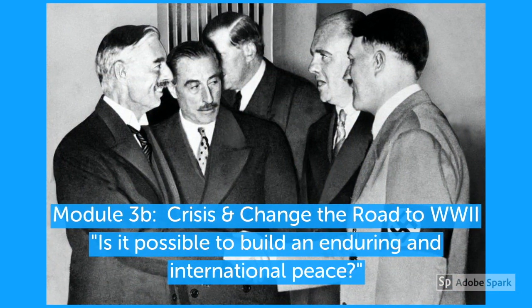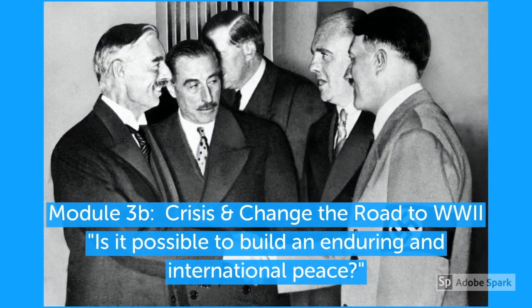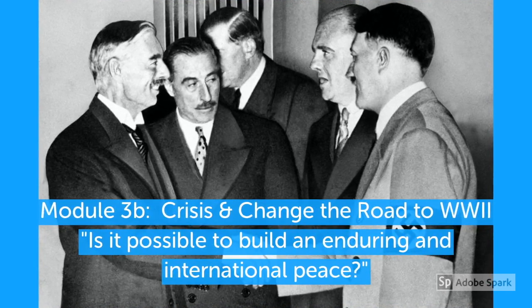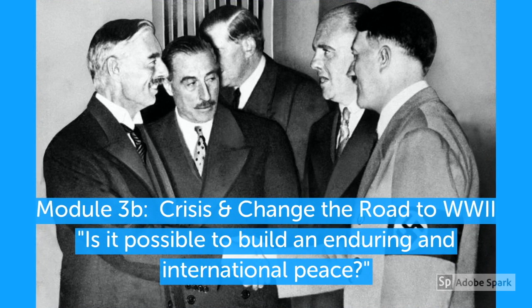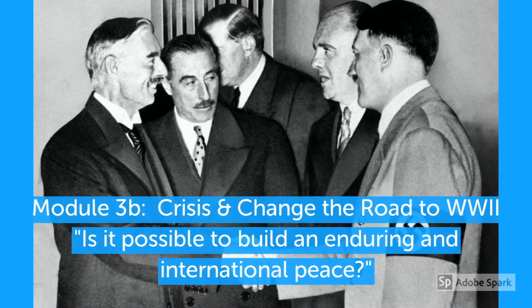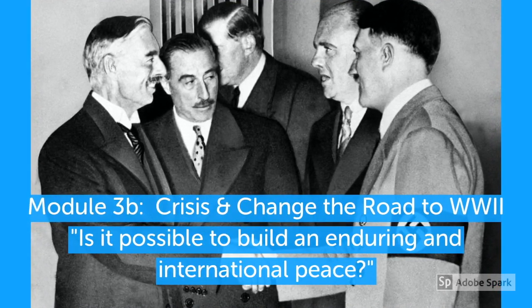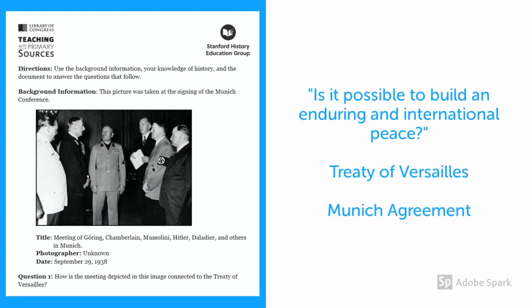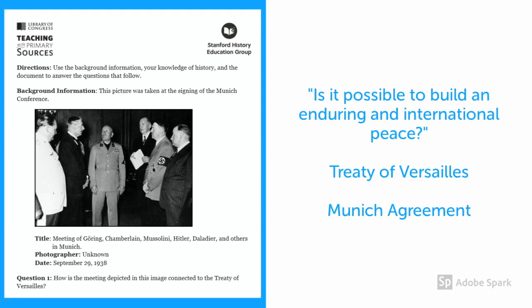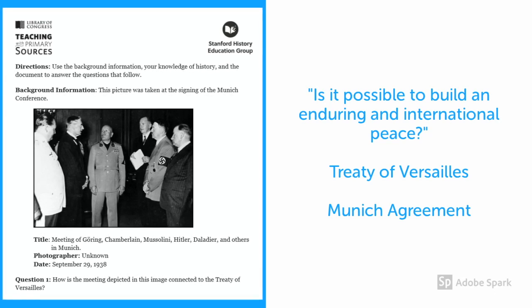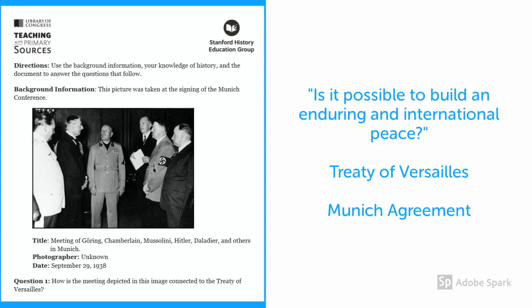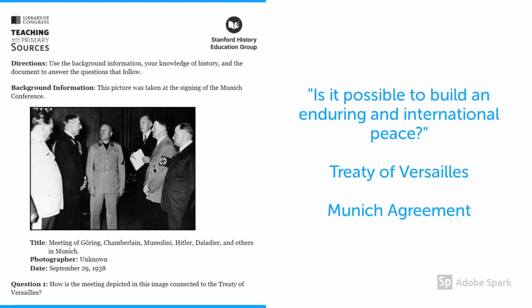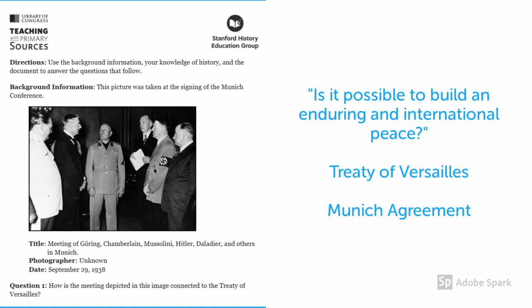A historical inquiry may be used from Sheg's appeasement lesson with Module 3B, Crisis and Change Part 2, The Road to World War II, and the essential question, is it possible to build an enduring and international peace? Formative assessment of a student's understanding of the essential question can come from Beyond the Bubble's assessment, also on appeasement. Students are asked to make a connection to the Treaty of Versailles. Therefore, students are making a connection to the essential question.